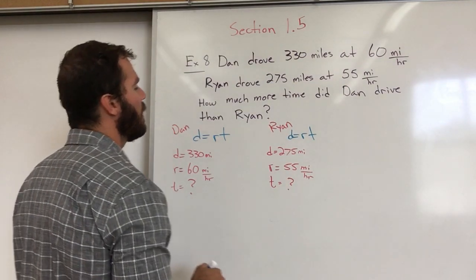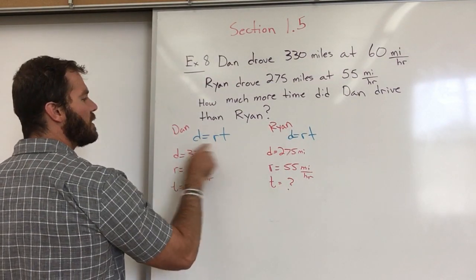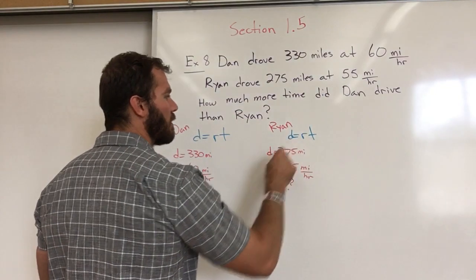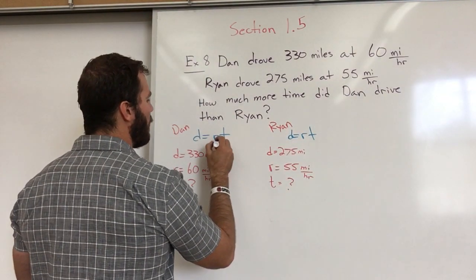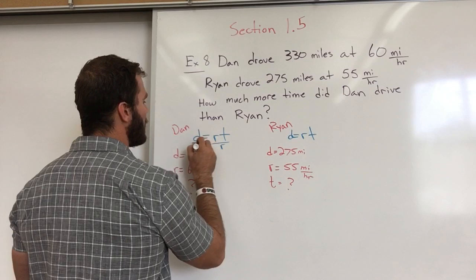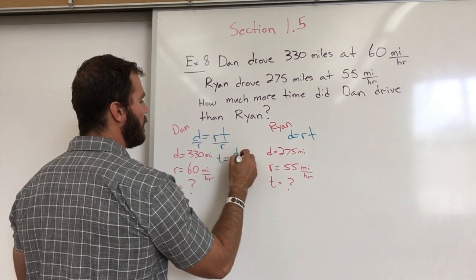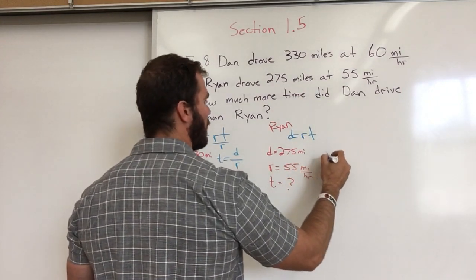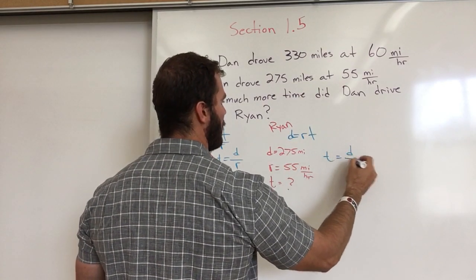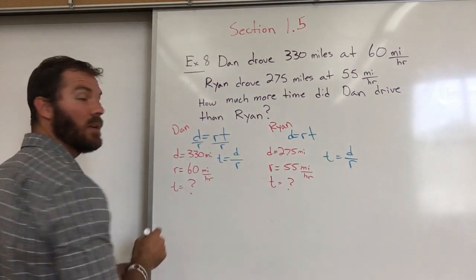Which means we need to solve for t first in our formula. To do that, we're going to divide by r on both sides. And so now t is going to equal d over r. Same thing over here, t is going to equal d over r. Now we're going to substitute in our numbers.